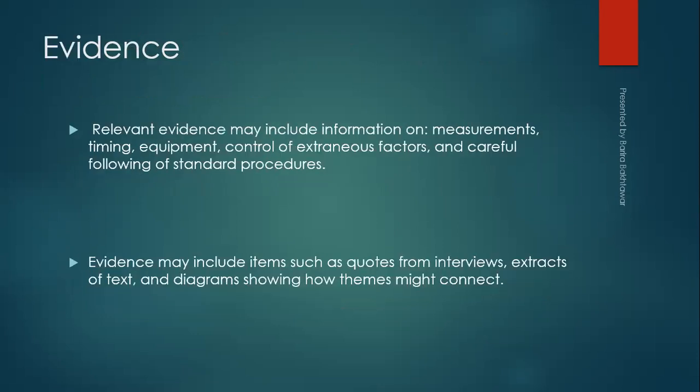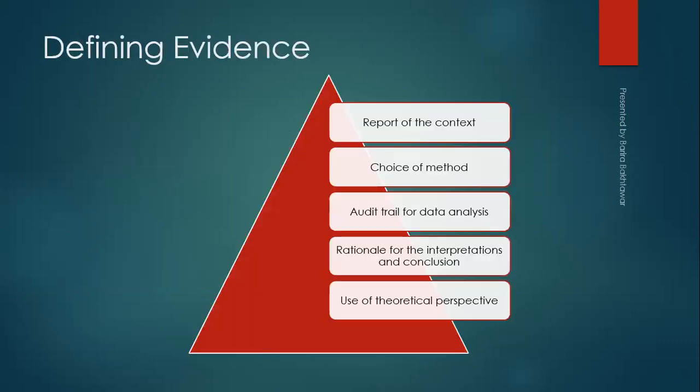Now, what is an evidence? Evidence in a research paper or in a book is the information on measurements, timing, equipment, control of extraneous factors, and careful following of standard procedures that are followed during the research procedure. And then evidence may include items such as quotes from interviews, extracts of text, diagrams showing how themes might connect with each other. So you have to check that as well.